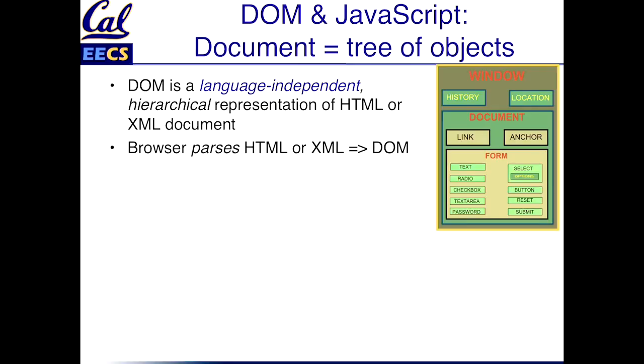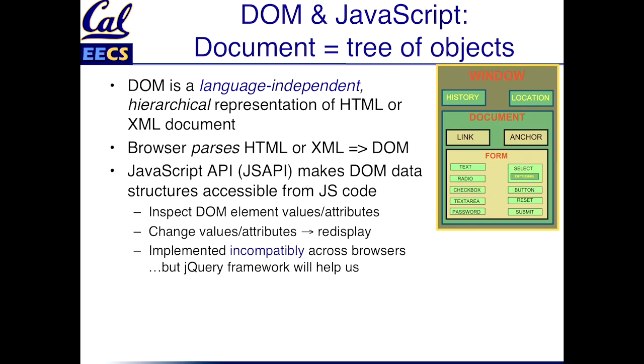When the browser receives HTML or XML from a server, it essentially parses that into a set of in-memory data structures, in this case accessible from JavaScript. And there are functions that the browser provides that are collectively called the JSAPI, or JavaScript Application Programming Interface.